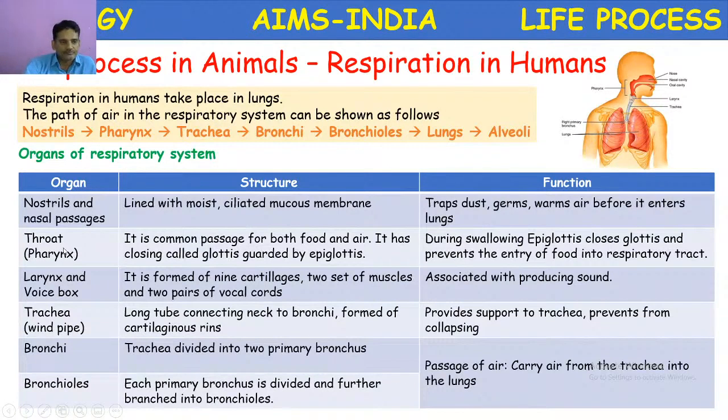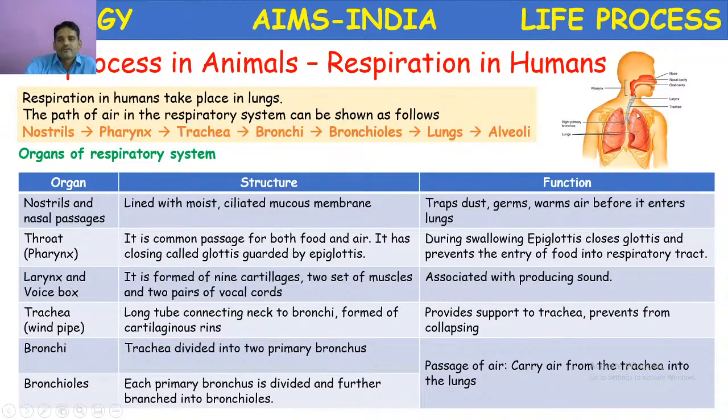Next, throat or pharynx region. The pharynx is the common passage for both air and food. So it has an opening called the glottis. This glottis is guarded by a flap-like structure called the epiglottis. This epiglottis will regulate the entry of food and air. During swallowing, the epiglottis closes the glottis and prevents the entry of food into the respiratory tract.